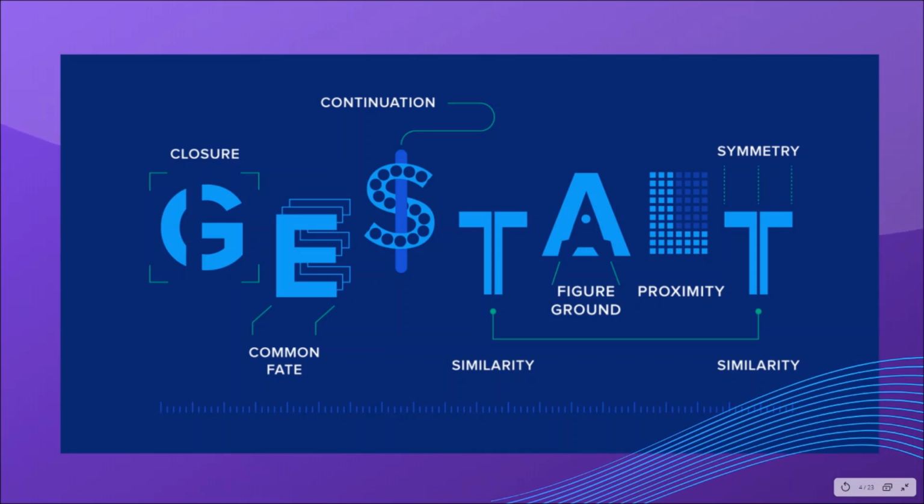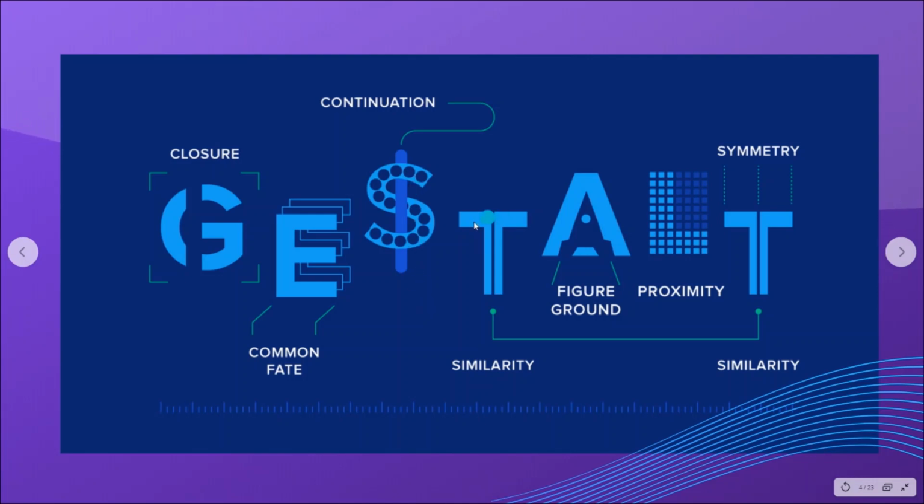Now second is E. E stands for common fate. As you can see in the letter E, all these three lines are of the same length, they are of the same size. So this actually denotes common fate. Common fate is what is denoted by E. Now third is S. S stands for continuation. So you can see a continuity over here. So this is what S stands for, continuation.